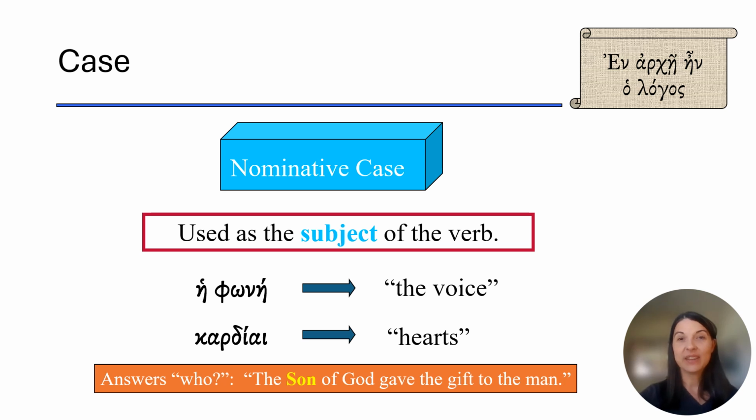So in Greek, in the nominative case, this tells you that this word is the subject of the verb. So whether it occurs before or after the verb, the noun that is closest typically is the subject of the verb if it's in the nominative case. So here you can see two nouns. You have he phone, the voice, and cardiae, hearts, which is the plural of cardia.